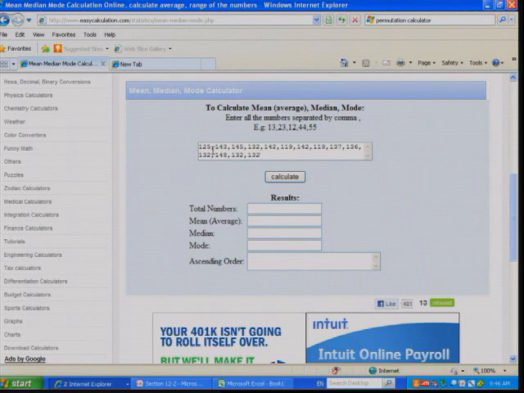And then you're done. So the total number of numbers is your n. So that's the 14. The mean is 134.57, which I think on this homework they want it rounded to the nearest tenth. So 134.6.